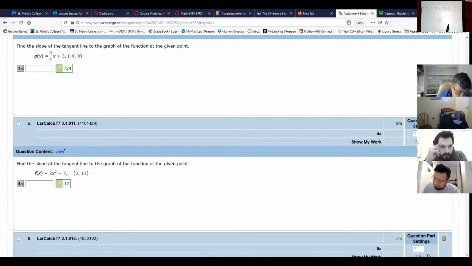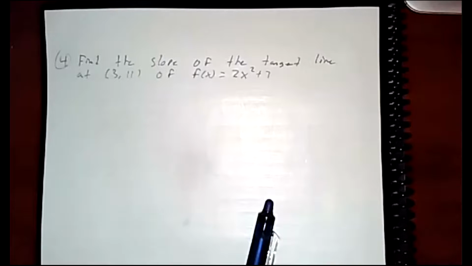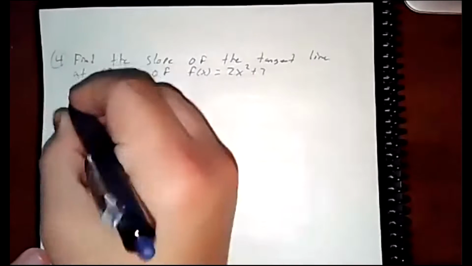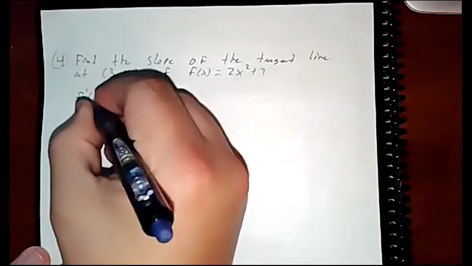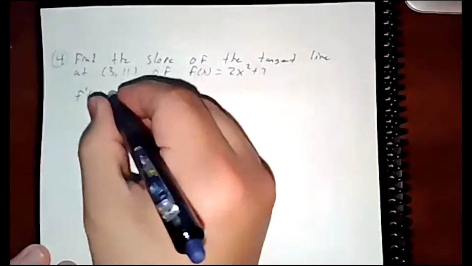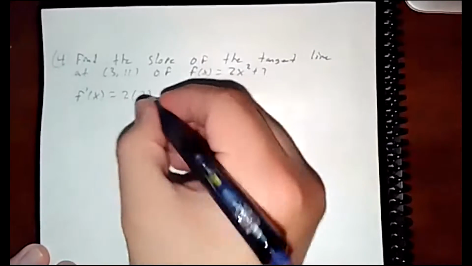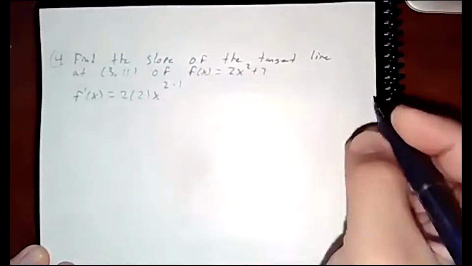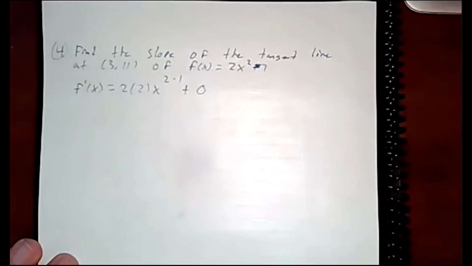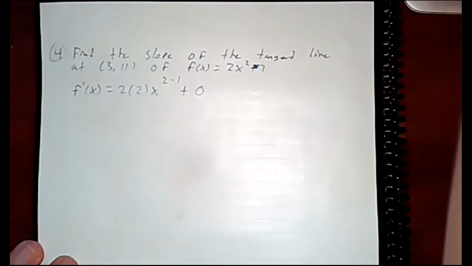So let's do it. So in order to do so, you need to find the derivative. So f prime of x, we use the power rule. So we bring down the 2 and subtract 1. And this is a minus. And that becomes a 0 because it's a constant.